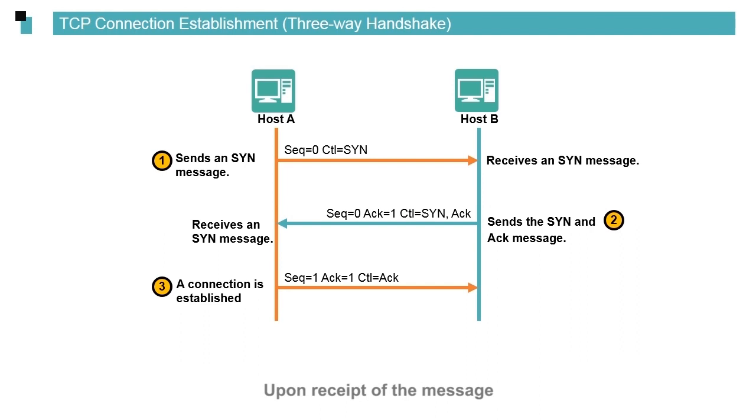Upon receipt of the message, device A replies with another TCP message to device B. In this message, the sequence number is set to 1, and the acknowledgement bit is set to 1. The three-way handshake is complete, and a TCP connection is established.